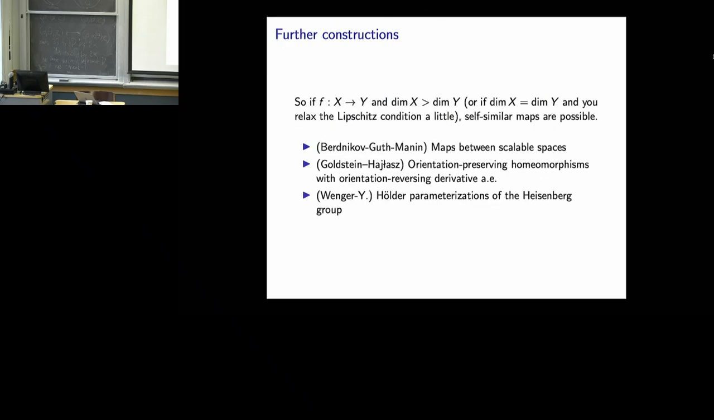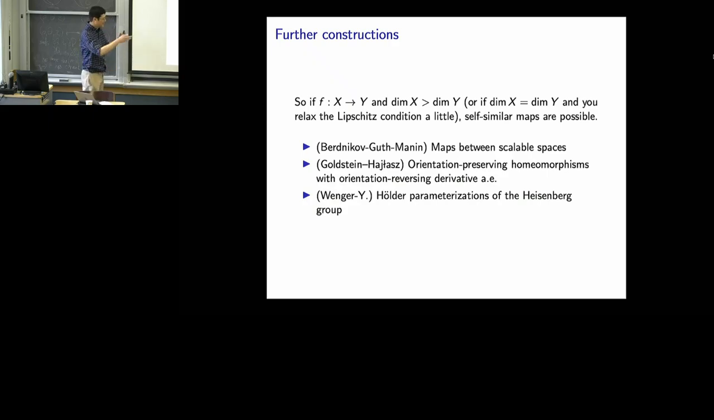And there are a bunch of other ways of taking advantage of this. I've shown you these two examples here, but if you have a dimension drop like this, you can construct weird self-similar maps. Berdnikov, Guth, and Manin used a similar construction to construct maps between what they call scalable spaces. Goldstein and Hajłasz used a construction related to this to construct orientation preserving homeomorphisms with orientation reversing derivatives.